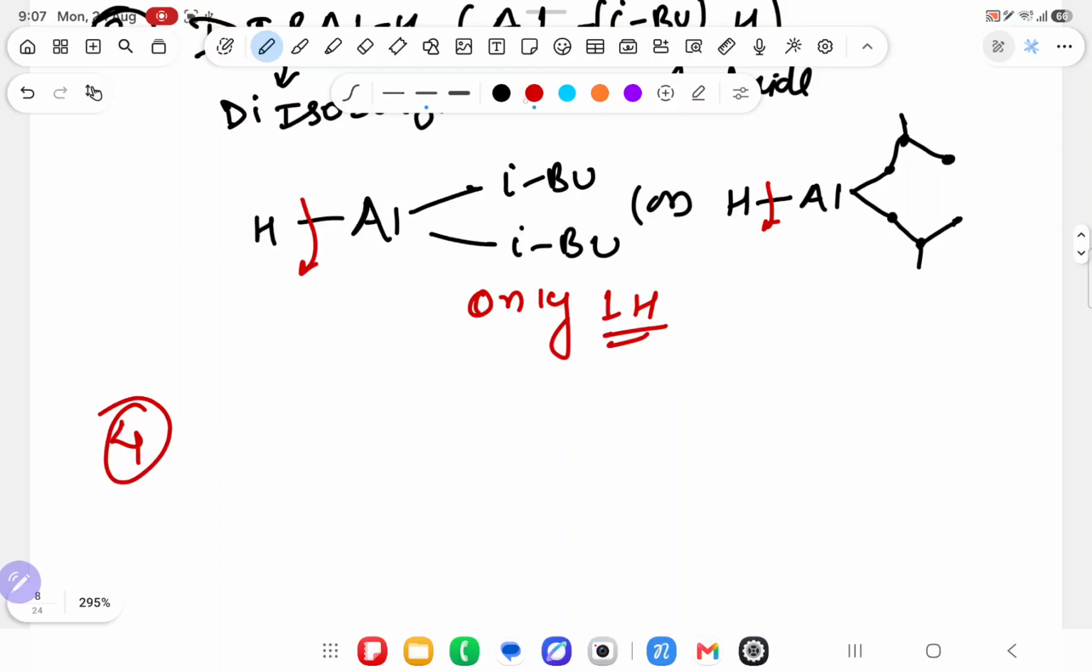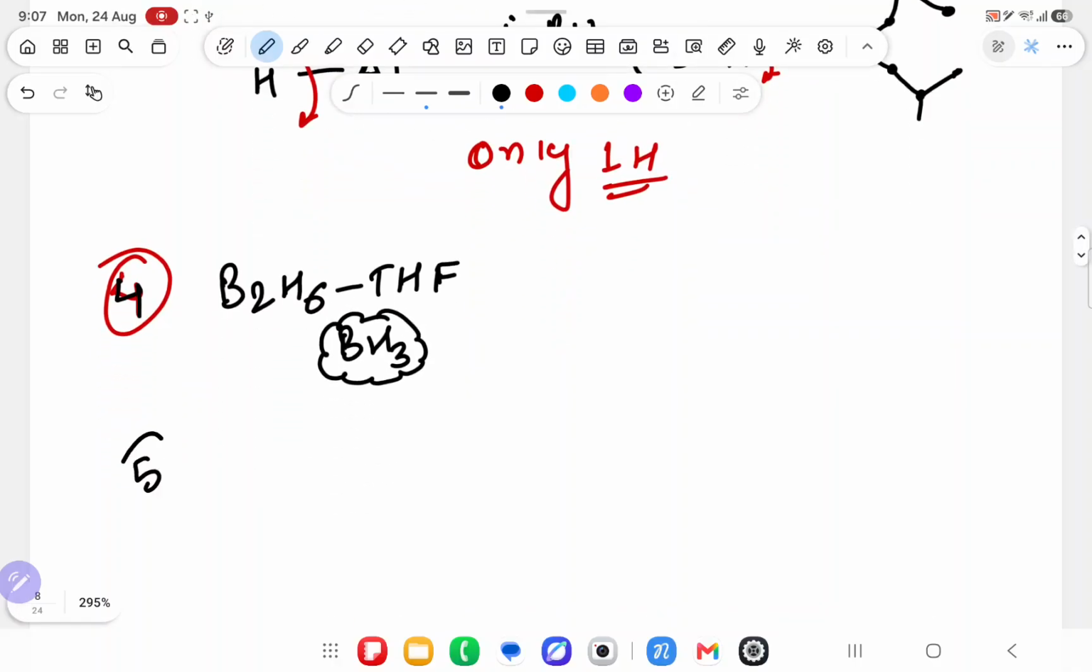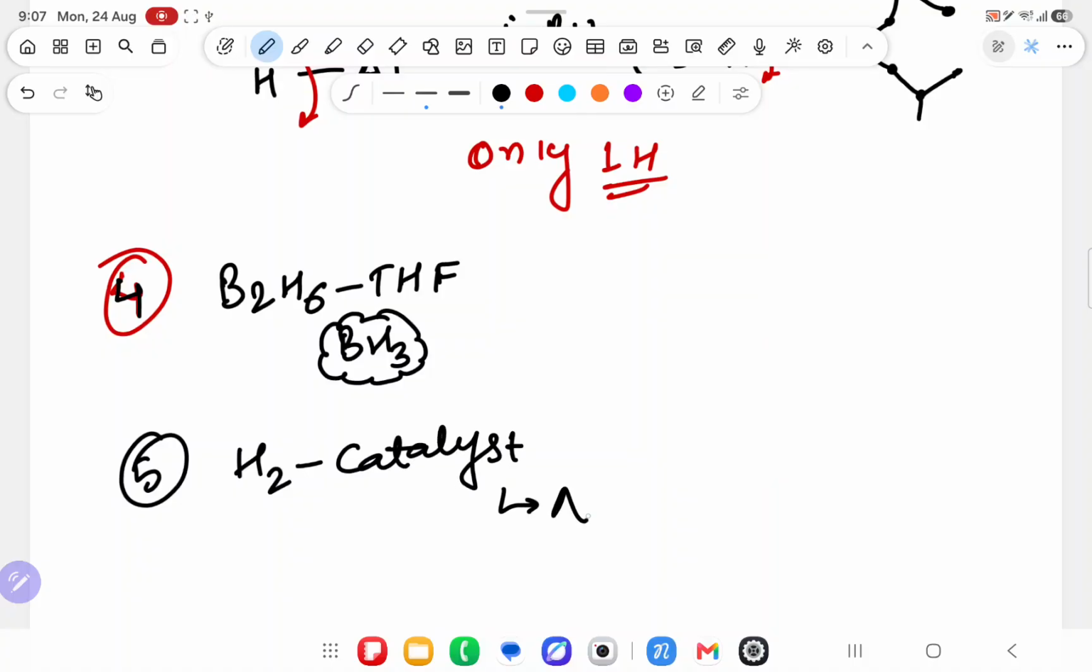Fourth reagent we have is B2H6 in presence of THF, that is also written as BH3. Next reagent is H2 with catalyst. H2 catalyst will do adsorption on the hydrocarbon.